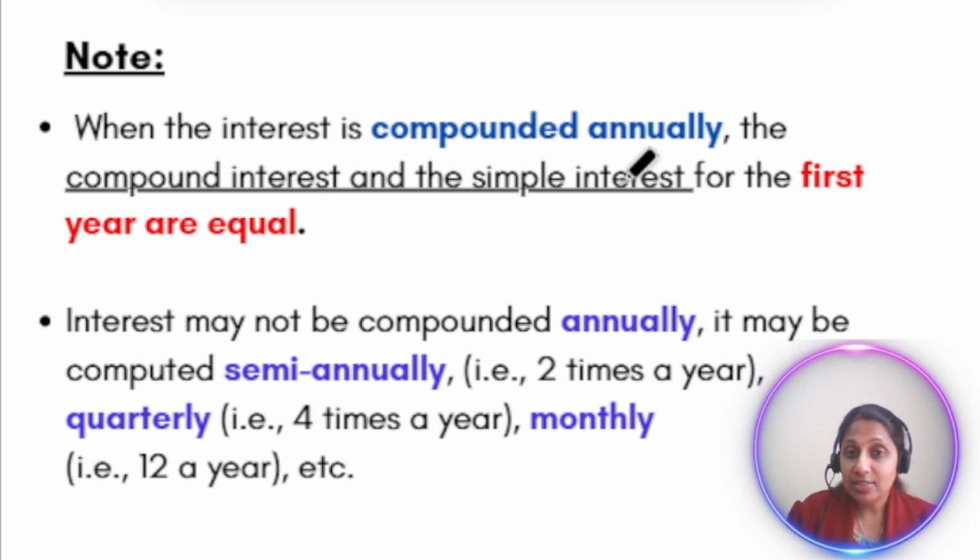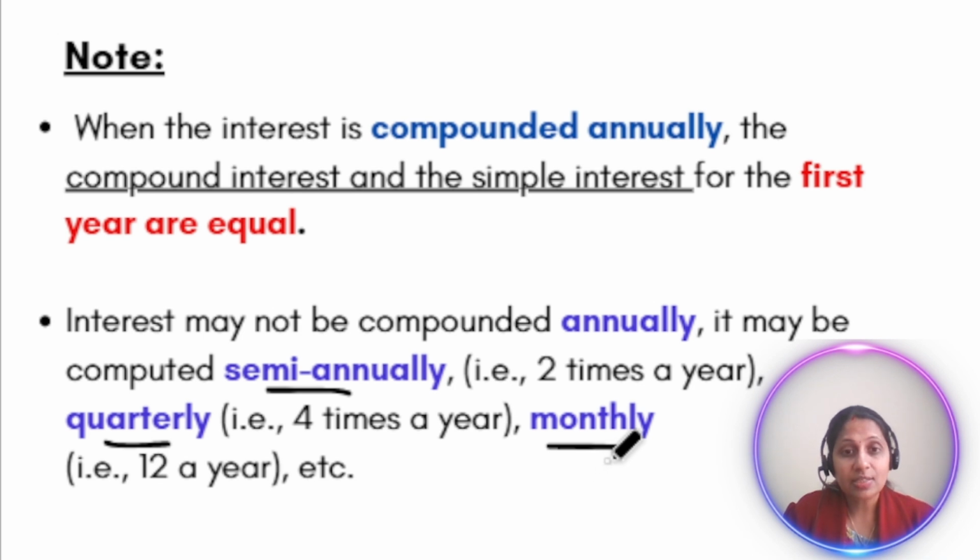Okay. And the next important thing that you have to notice, the interest may not be compounded annually. Every time it may not be annually. Sometimes you get semi-annually, which is half yearly, 2 times a year. Sometimes it is quarterly, which means 4 times a year. And sometimes it can be monthly also. Monthly it compounds, which means 12 times a year. So whenever you get semi-annually or quarterly, you have to pay much more attention.